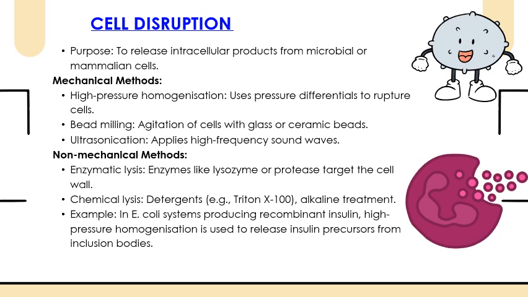to break down the cells. We have chemical lysis, like detergents, usually Triton X-100. We have others like EDTA and alkaline treatment. An example is in the E. coli system producing recombinant insulin. We use high pressure homogenization to release the insulin precursors from the inclusion bodies of the E. coli.